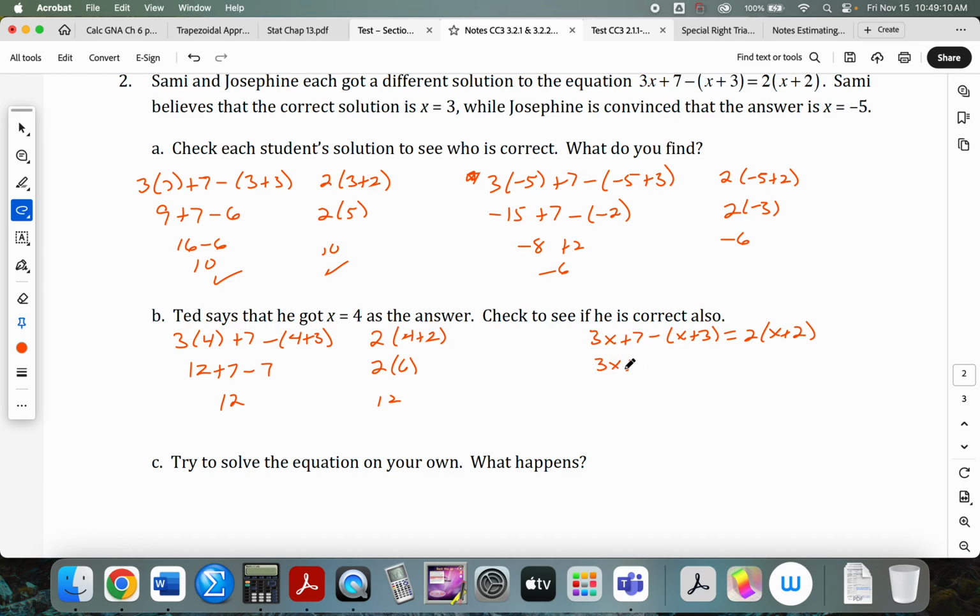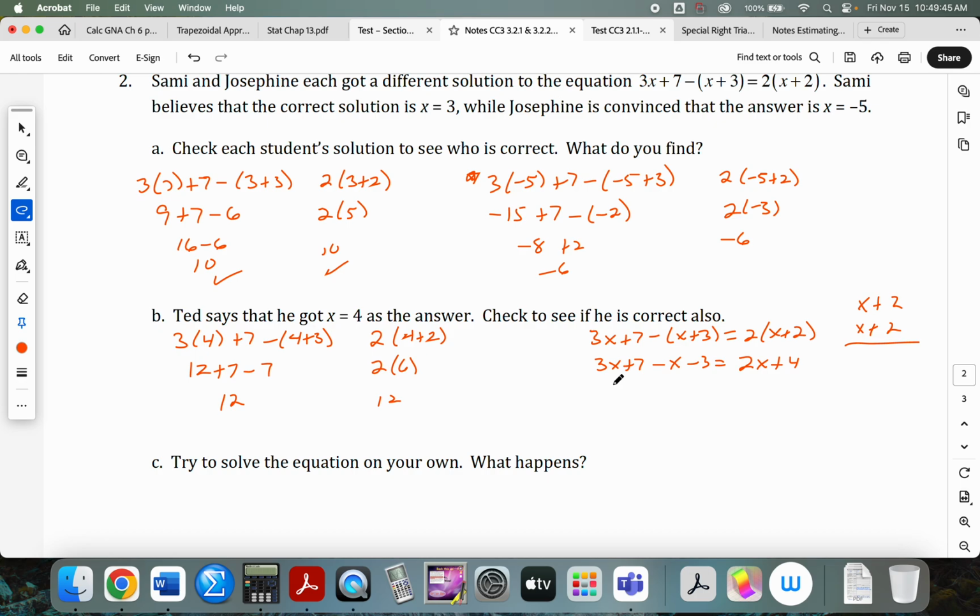So remember, when it's minus that parentheses, it's the opposite of everything that's in there. Negative x minus 3 equals, we haven't talked about this yet, but it's 2 times x plus 2. So if you have x plus 2 and another x plus 2, what do you get? 2x plus 4. We're going to talk more about that in a later lesson.